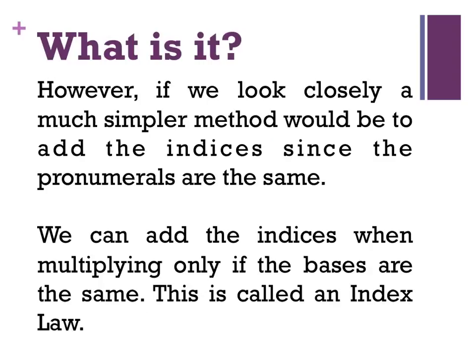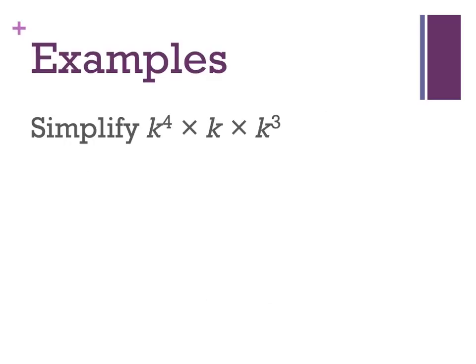We add the indices when multiplying only if my pronumeral or my base is the same. Now, the bases that we're talking about are the pronumerals at the bottom. Not the little number at the top, but the pronumeral at the bottom. If that's the same, if I have two n's like I did in my example, then I can just add the indices together. This is called an index law. So the indices are the little numbers at the top, and my base is the big number at the bottom. Let's have a look at a few examples.